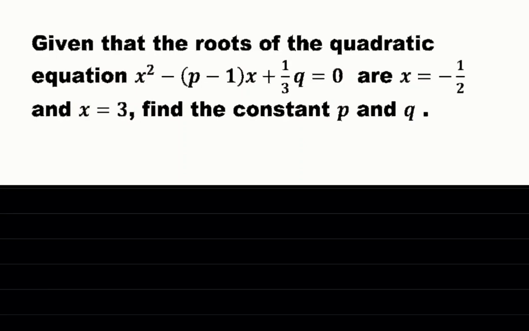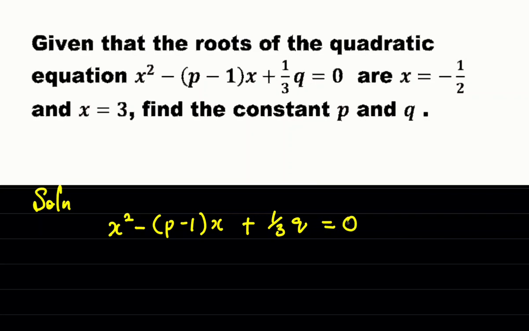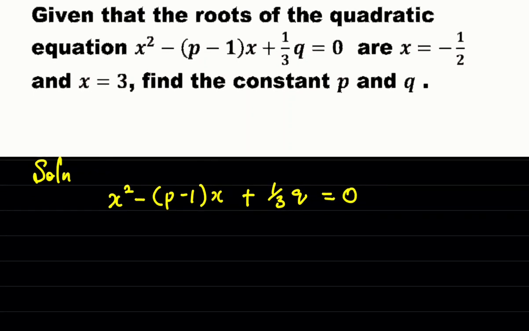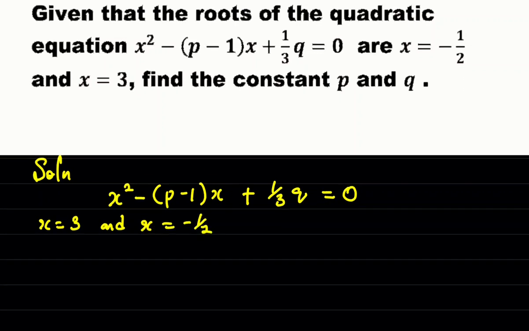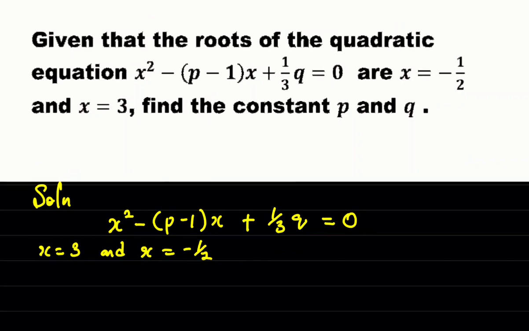Given that the roots of the quadratic equation, okay, we have it there. So let's go quickly to our solution. The quadratic equation is x squared minus (p minus 1)x plus 1 over 3q equals 0. Now, given that the roots are x equals 3 and x equals minus 1 by 2, we are asked to find the constants p and q.